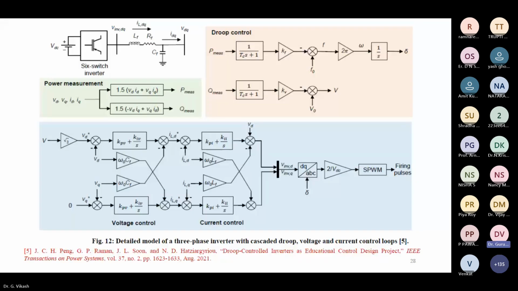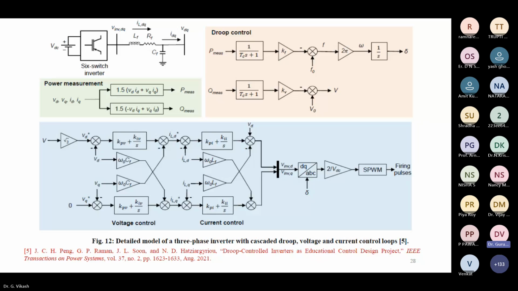Here, actually, what we have studied in our power systems, we have studied only synchronous generators and synchronous machines. But we have not studied anything related to inverter-based power generation. Recently, in 2021, Peng et al. published one paper, Droop Control Inverters as Educational Control Design Project, in IEEE Transactions on Power Systems.